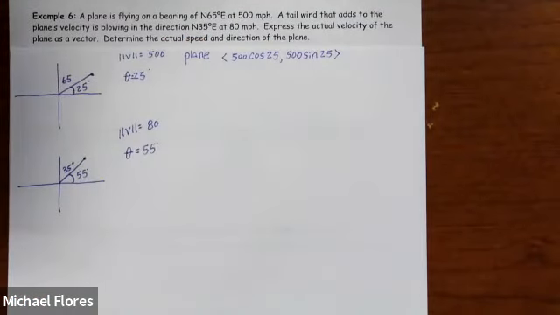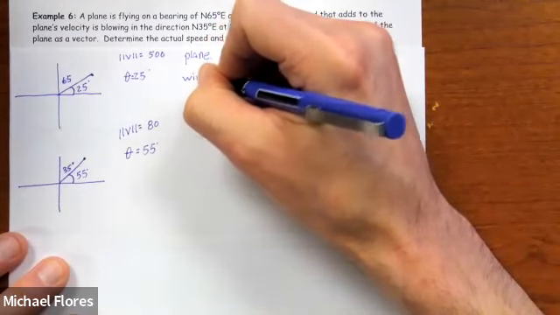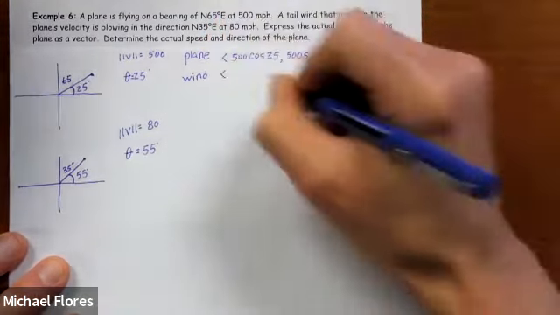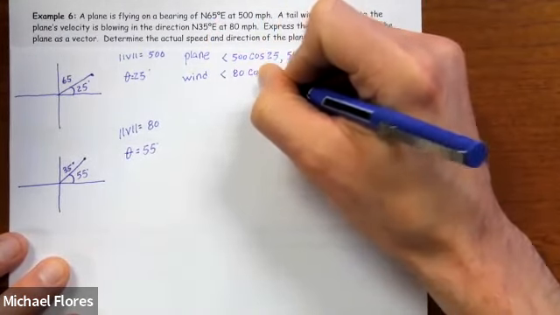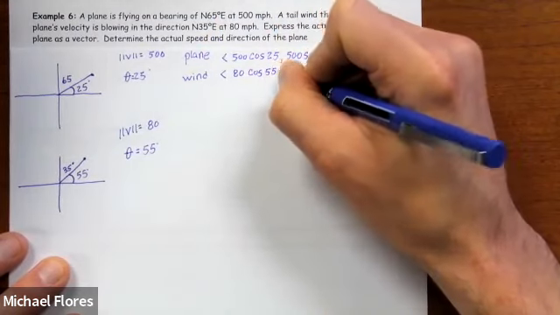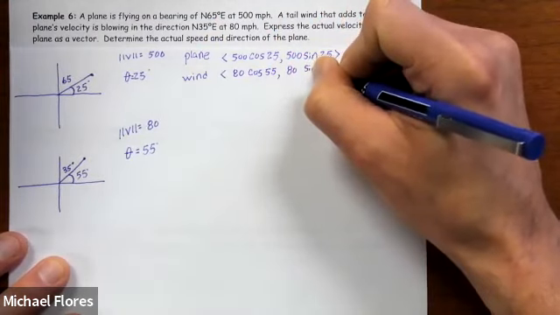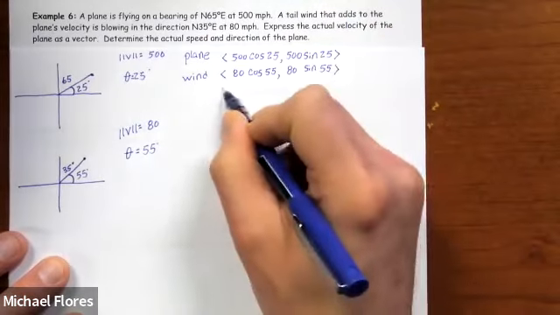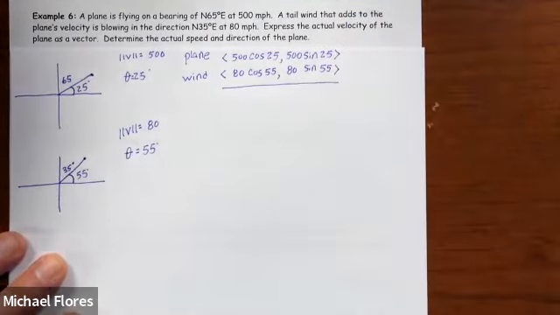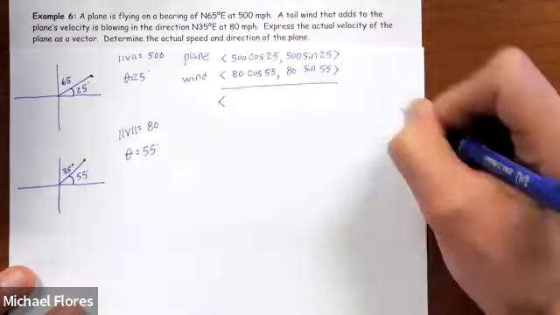So now we can construct our component vector of the wind. Magnitude cosine theta, magnitude sine theta. Okay, let's now add cosines with cosines and then add your sines, and that is going to give you your resultant vector.